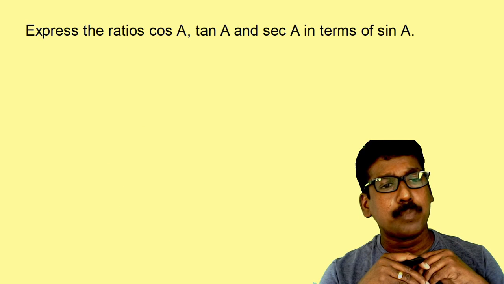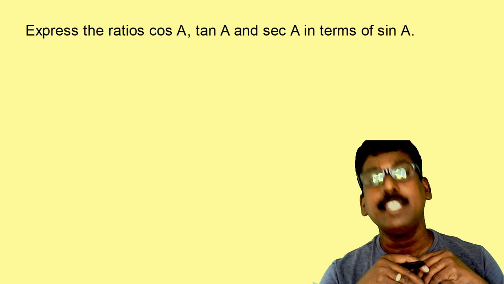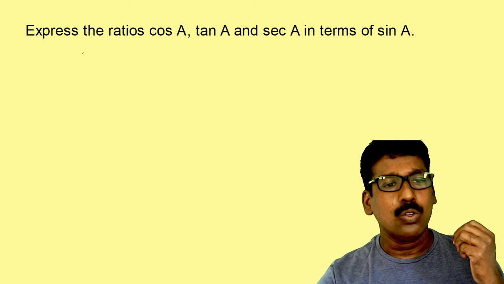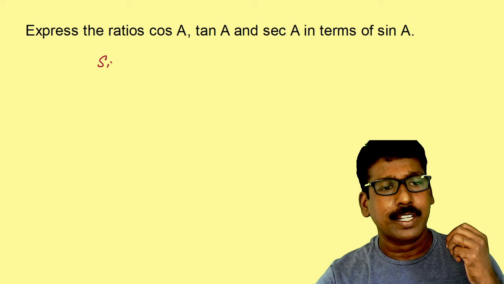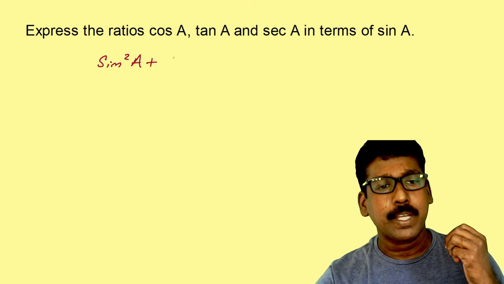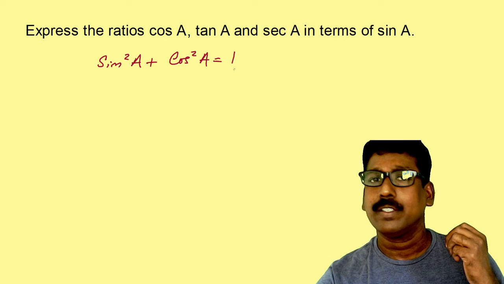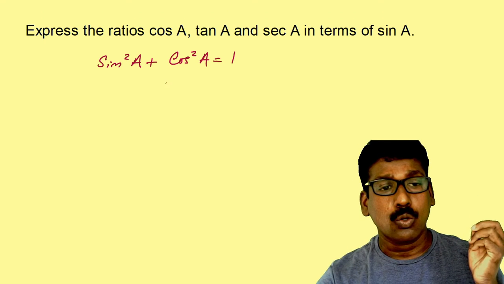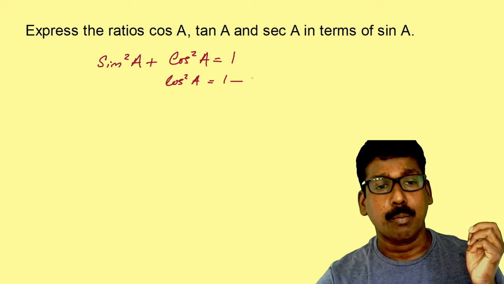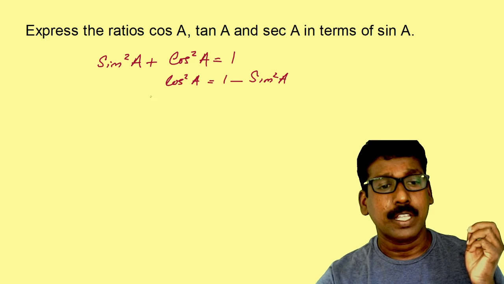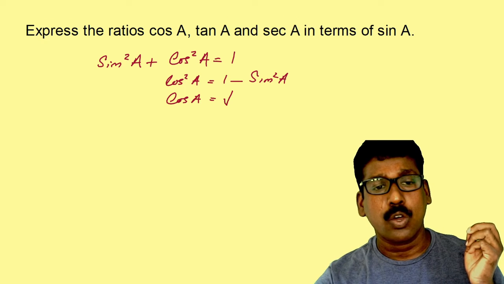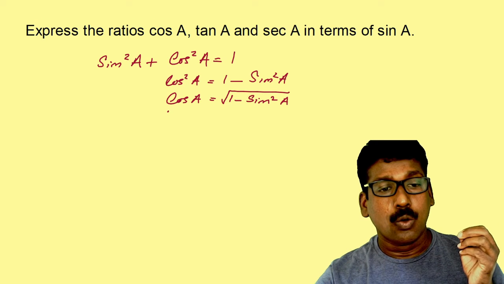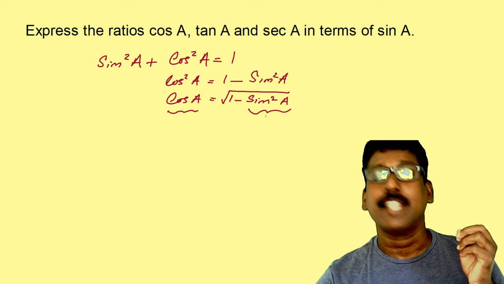Here is a question: express the ratios cos A, tan A and sec A in terms of sine. Here the ratios are given in terms of angle A. So the first identity you can write as sin square A plus cos square A is equal to 1. Now we have to represent cosine in terms of sine. So cos square A you can write as 1 minus sin square A, that is cos A is equal to square root of 1 minus sin square A. Here you can see cos A in terms of sin.